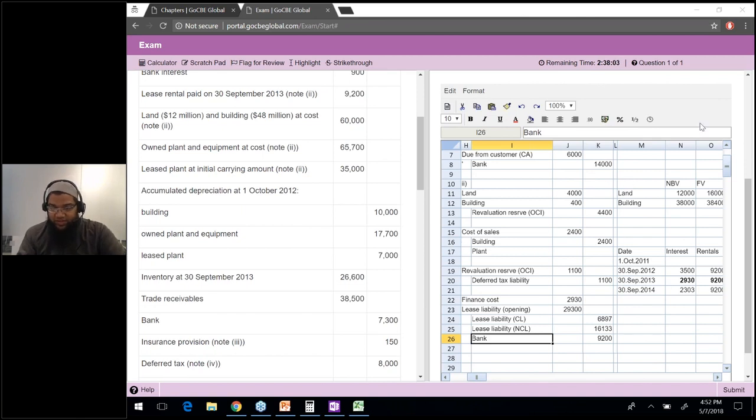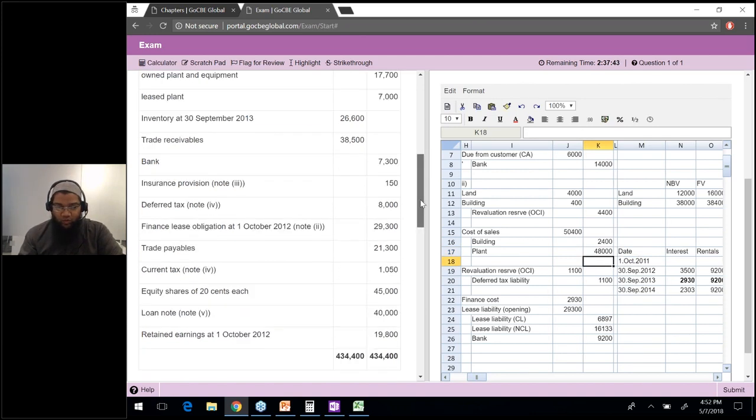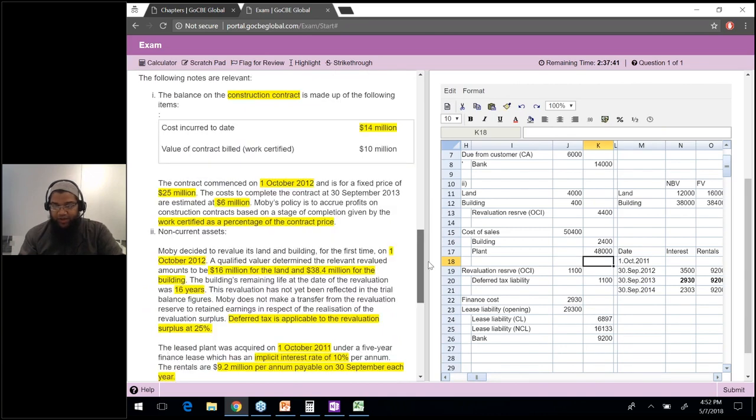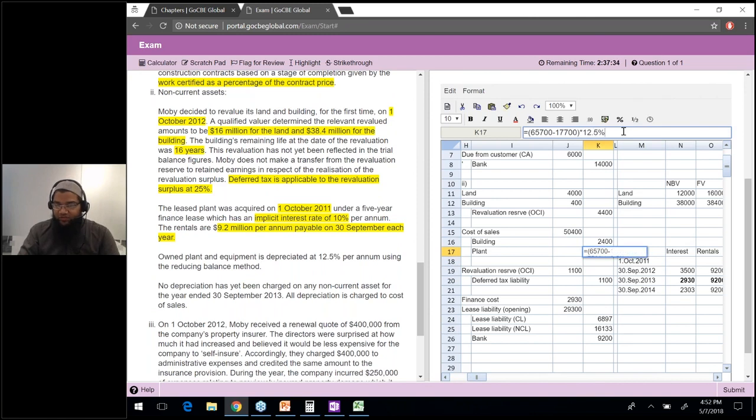Okay, now so let's continue. So the depreciation for plant is going to be on reducing balance basis. So we are charging 65,700 minus 17,700 of the accumulated depreciation into the depreciation rate. For that, we need to go back downwards. It was 12.5%. So into 12.5% will give us the depreciation of the plant. And if you see, this will automatically be added to the cost of sales.